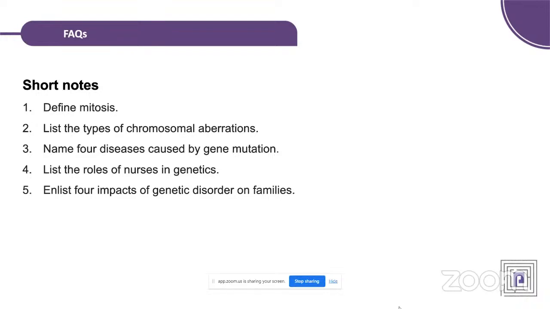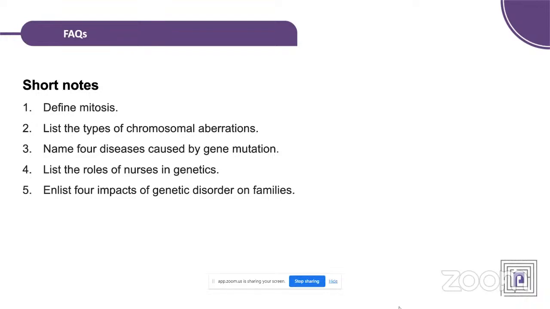Okay. Name 4 diseases caused by gene mutation. For example, Down syndrome, Fragile X syndrome, cystic fibrosis, and sickle cell anemia. All these are genetic conditions in which mutation occurs.